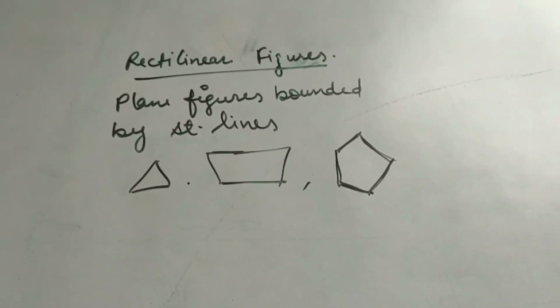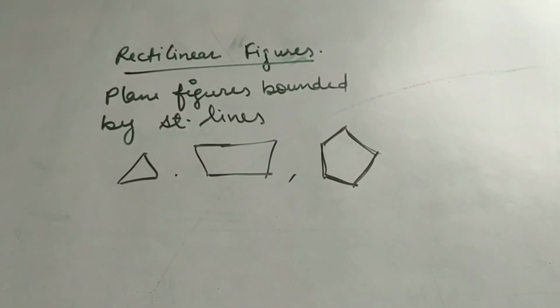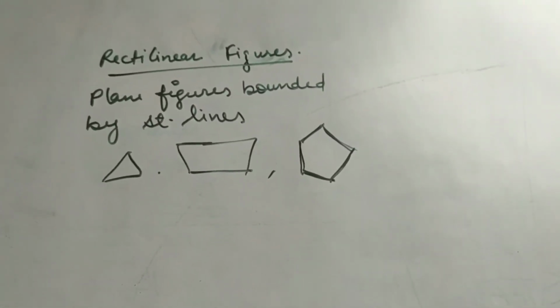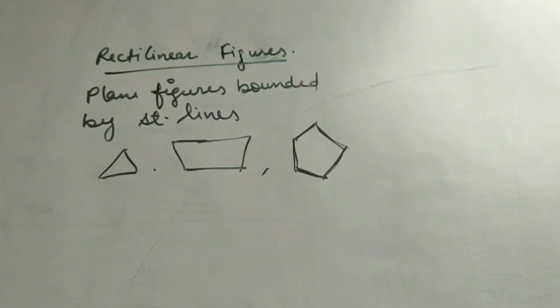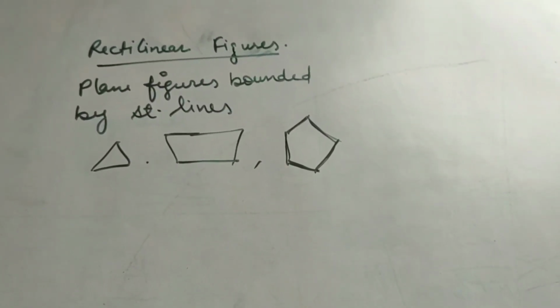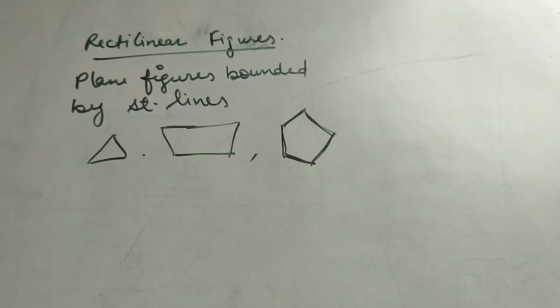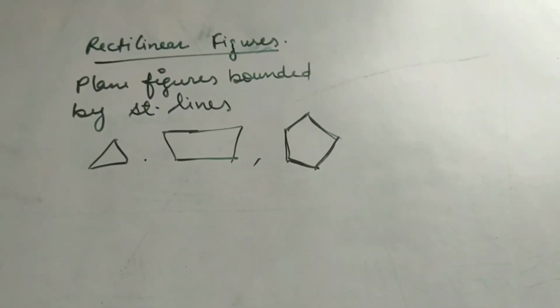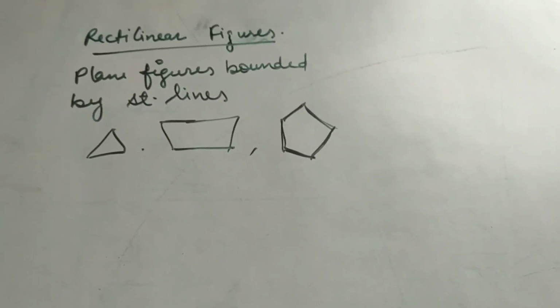So next we will start with the rectilinear figures. Plane figures bounded by straight lines are called rectilinear figures. Examples you can have are the triangle, quadrilateral, hexagon, heptagon, and all those things will be examples of rectilinear figures.